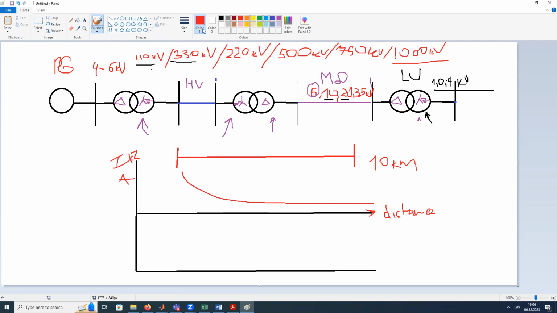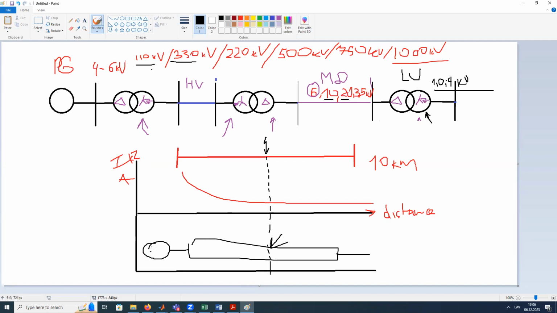What does it mean? Because a transmission line is a resistor, a big resistor. If we have a fault, for example, here, it means that in this place we have this phase connection. From a source there is a resistance, let's say full resistance, Z. If we use Ohm's law, we have a voltage drop here, and it means we have a resistance, voltage drop, and the current value is here.